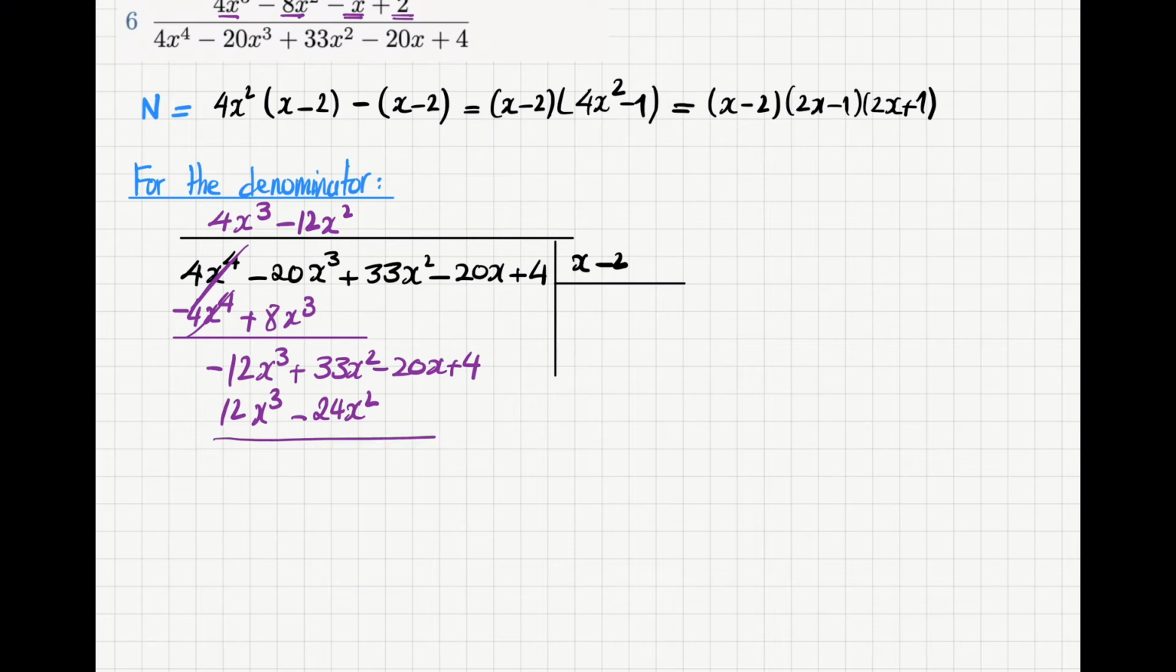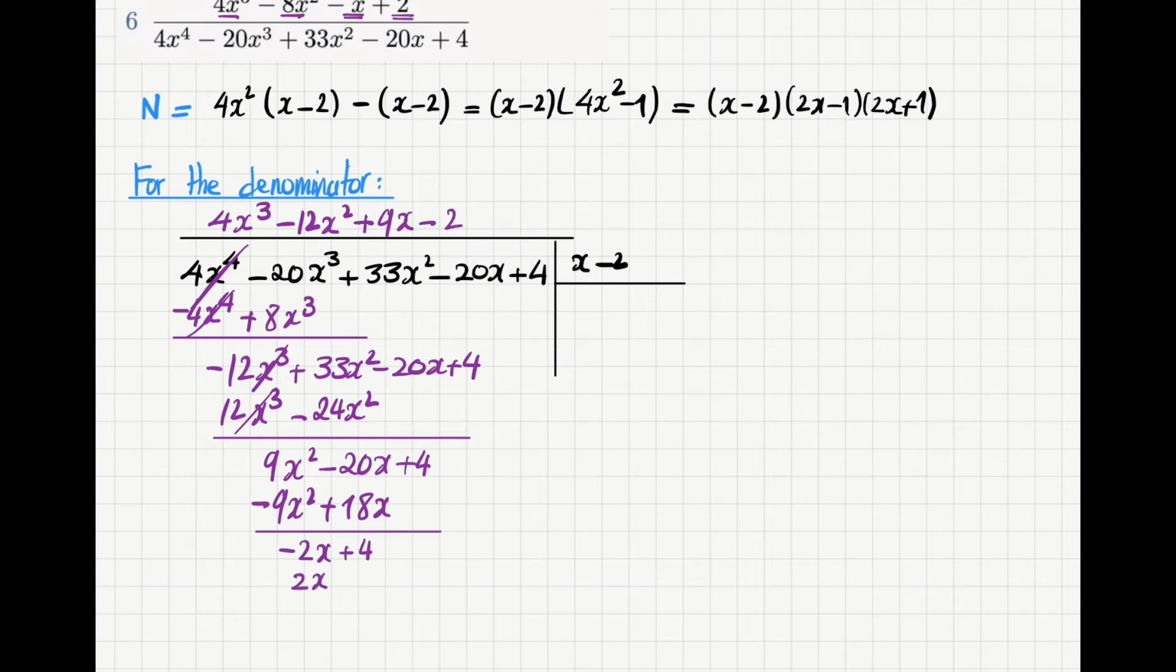Yes, and then again I add them. So this one and that one are gone. I will get 9x squared minus 20x plus 4, and the next one would be 9x. So it becomes minus 9x squared, positive 18x, and then again I add them. This becomes negative 2x plus 4, and finally I would write minus 2, becomes positive 2x minus 4, and the remainder, as we expect, becomes 0.